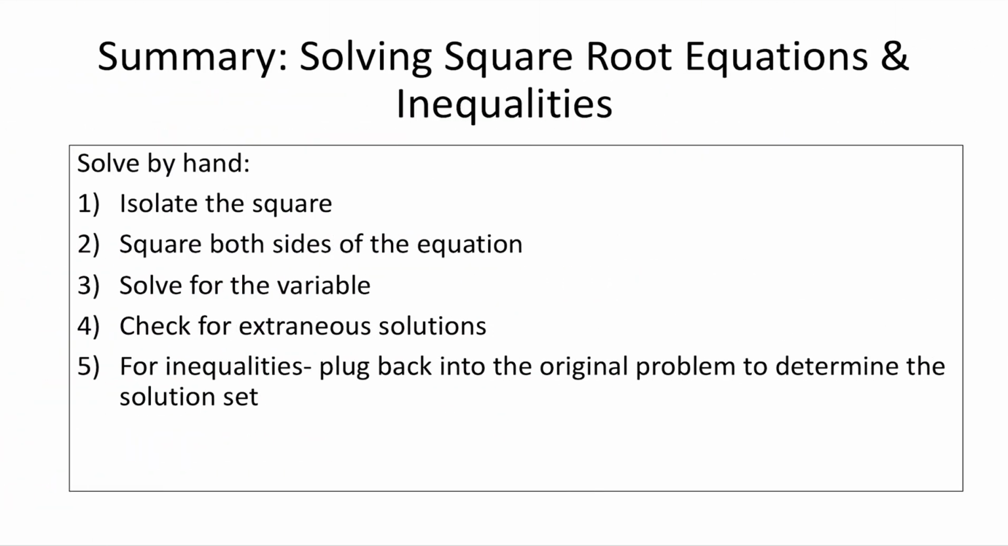So in summary, remember to solve square root equations and inequalities, you want to isolate the square root and then square both sides of the equation. Then you're going to solve for the variable, check for extraneous solutions. For inequalities, you're going to plug back into the original problem to determine the solution set, and you're going to think about domain restrictions. Remember, we always want the value under the square root to be positive.